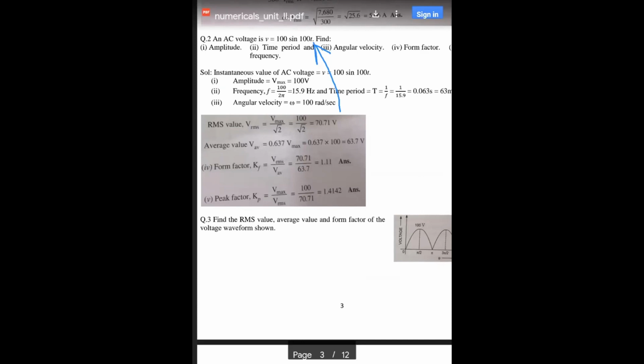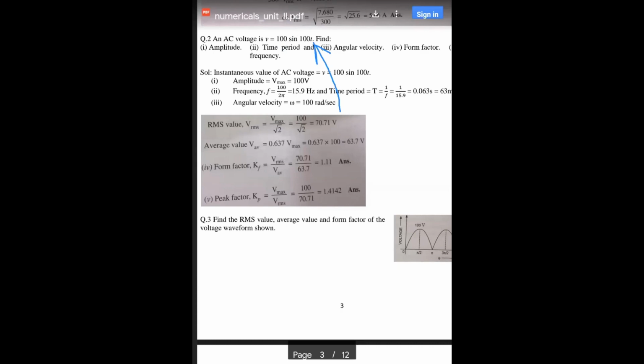So here the maximum value is 100 volts. Okay, this is the maximum value. It is known to everyone. So first of all we have calculated this. Next is the calculation of frequency. So this is what we know.